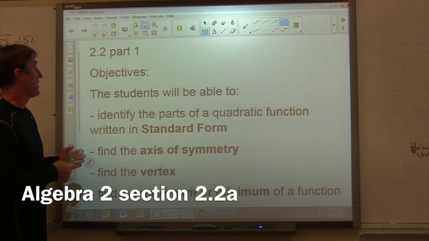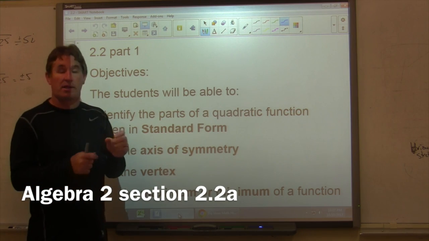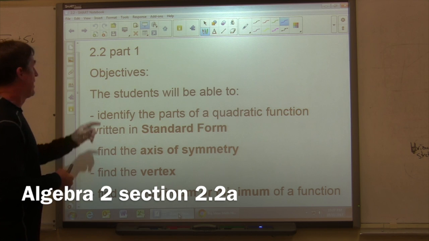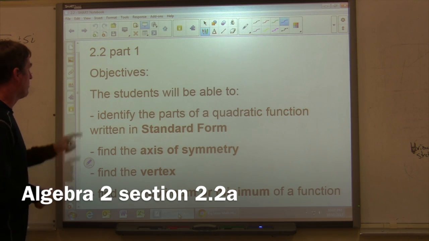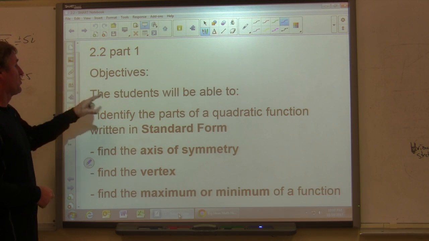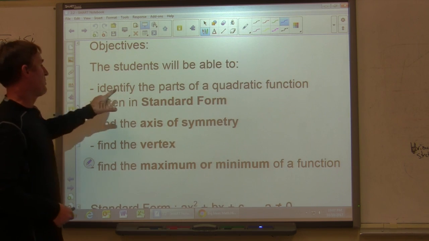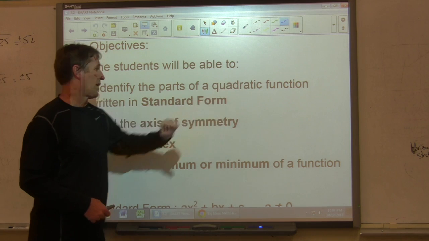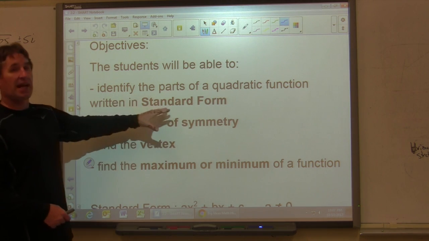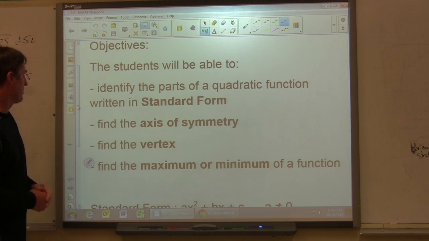So this is unit 2.2, and we're going to break this into 2 or 3 sections. But part 1 is what we're going to go over today, and our objectives for today are the student will be able to, and there's 4 things we want to be able to get out of this. We want to be able to identify the parts of a quadratic function that are written in standard form. And we'll go through standard form in a little bit.